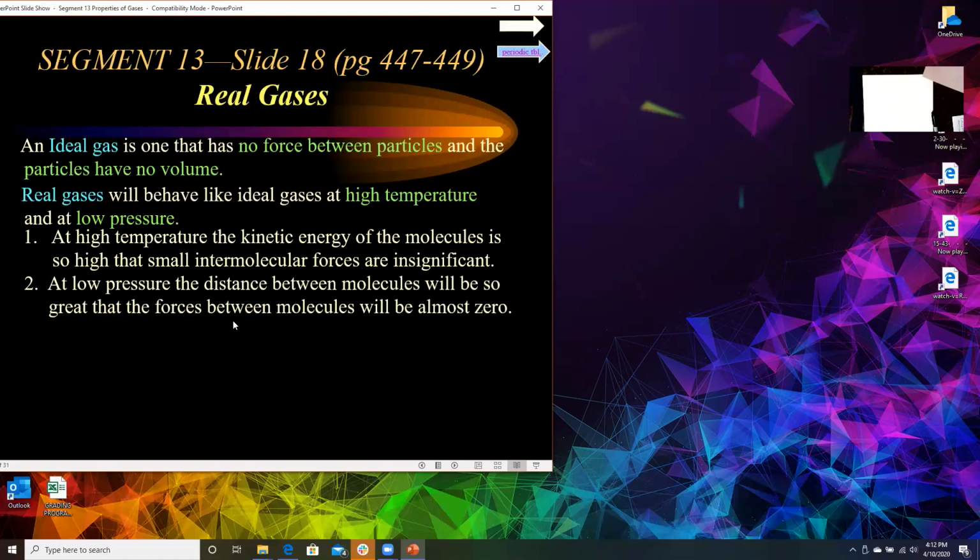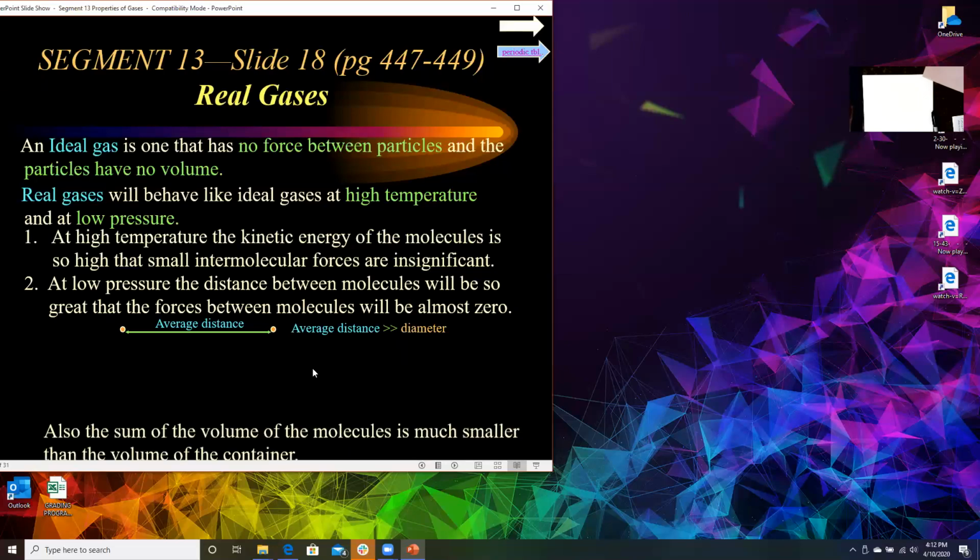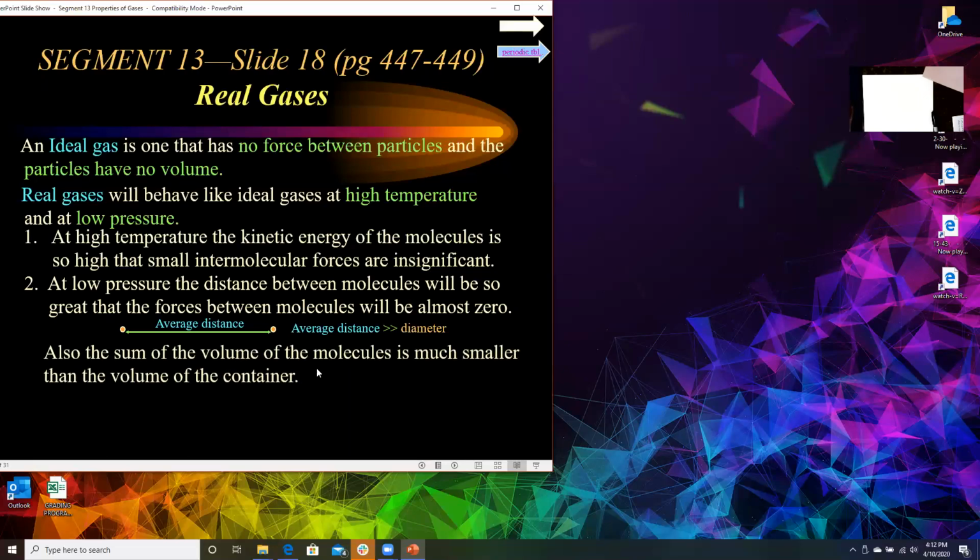At low pressure, the distance between the molecules gets larger. So if the average distance between molecules is much bigger than the diameter of a molecule, then this will be satisfied. And we add up all of the volumes in the container.